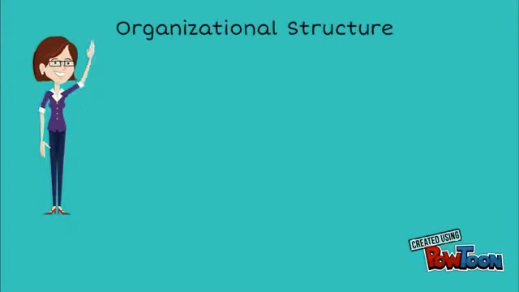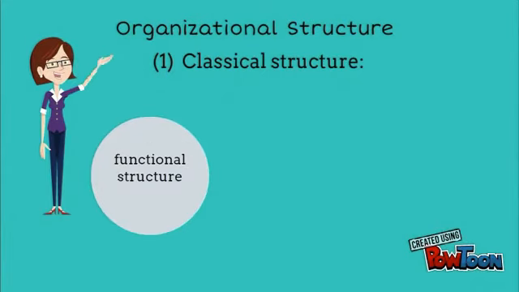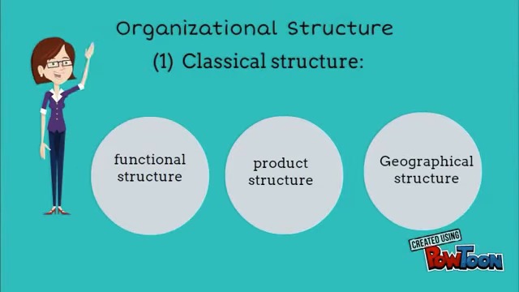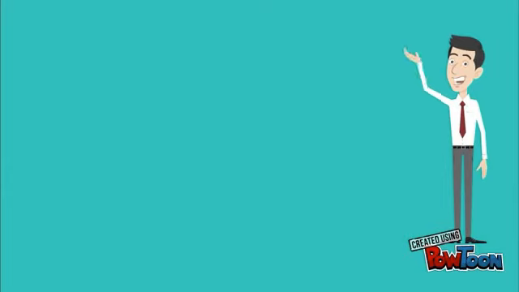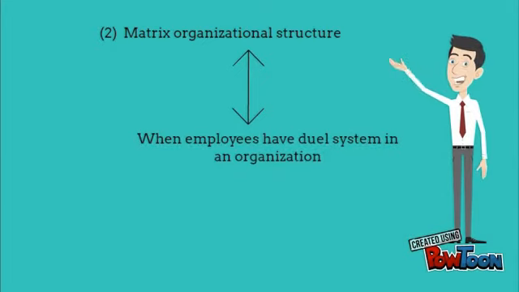The first type of organizational structure is classical structure. It consists of functional structure when you organize your department based on ICT functions. The product structure, it consists of telecommunication hardware and software. Geographical structure, when you distribute your subordinates based on geography. The second one is matrix organizational structure, when employees have dual reporting system within an organization.